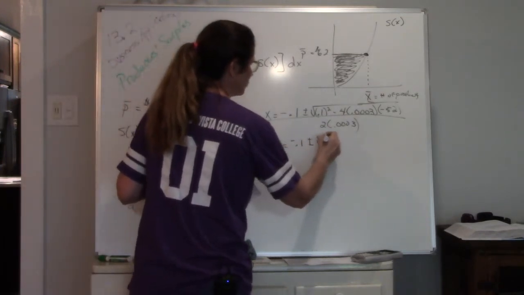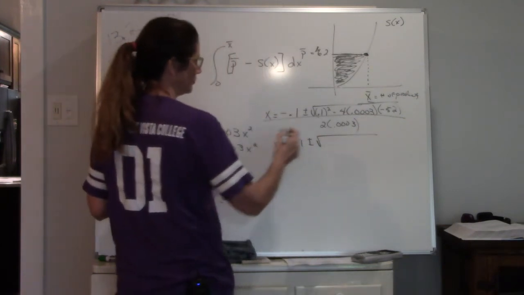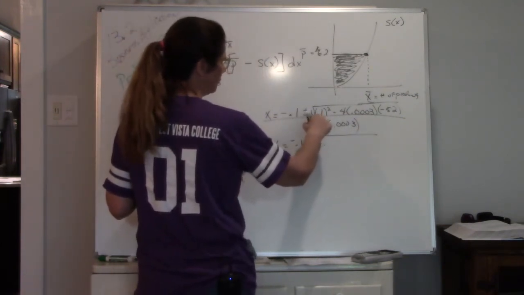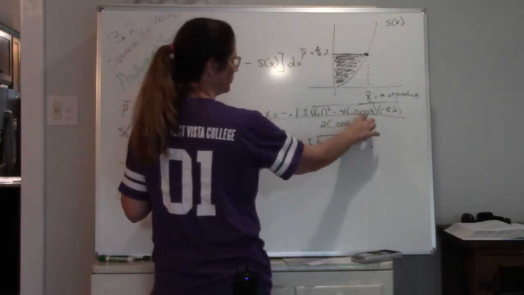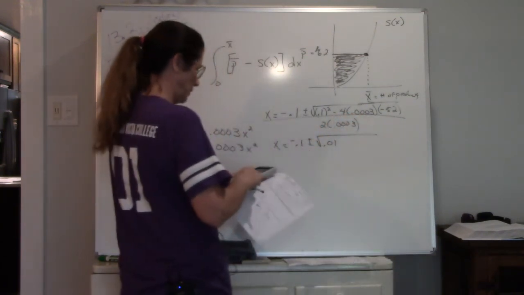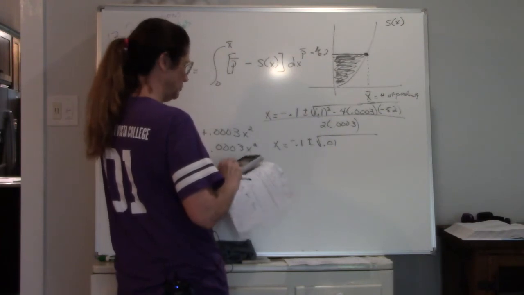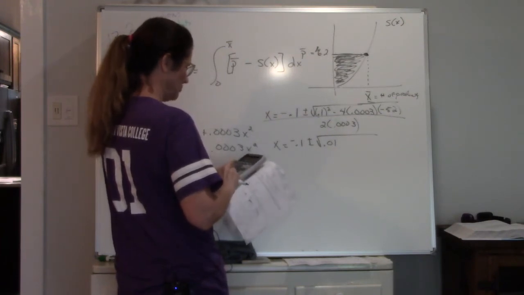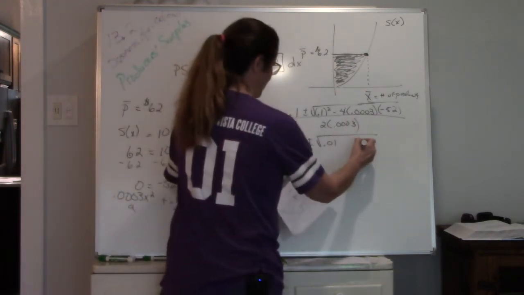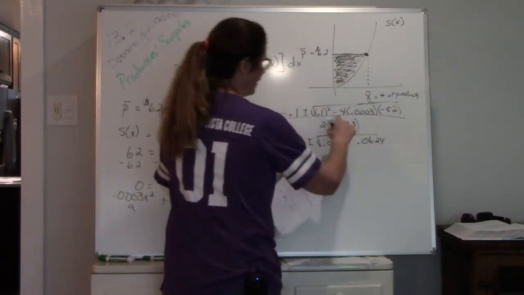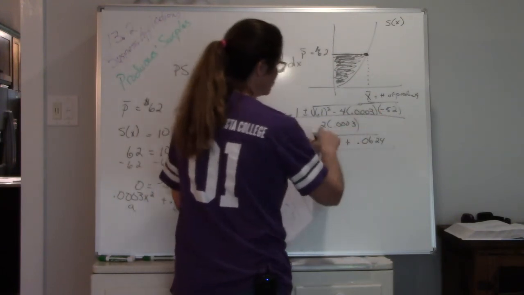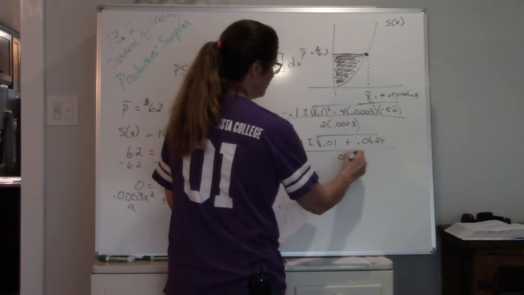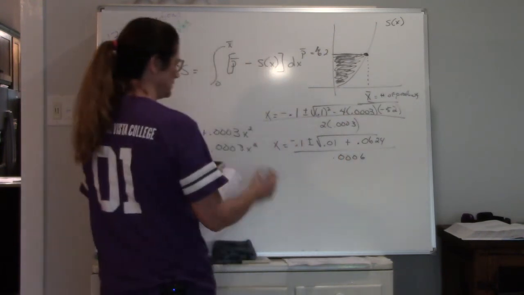All right, so plug this into our calculator, and we're going to get negative 0.1 plus or minus. Remember, you always do what's underneath the radical first. So 0.1 squared is 0.01. I'm going to multiply 4 times 0.0003 times negative 52. 4 times 0.0003 times 52 is 0.0624. I have 2 negatives, which makes it a positive. All over 2 times 0.0003, which is 0.0006.